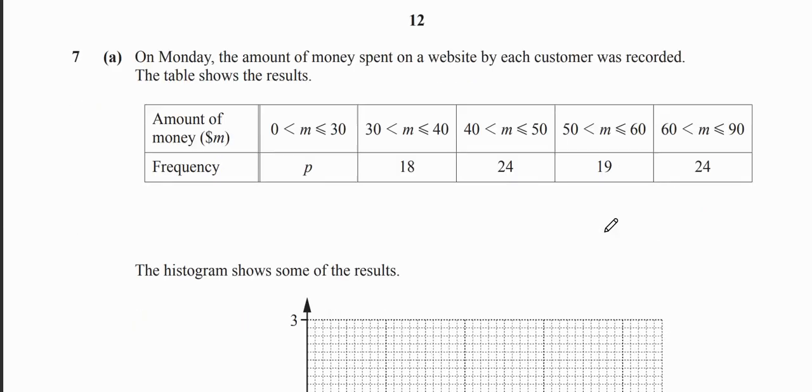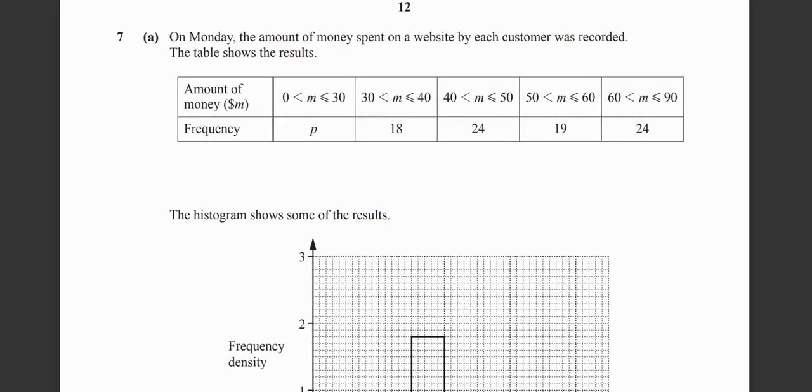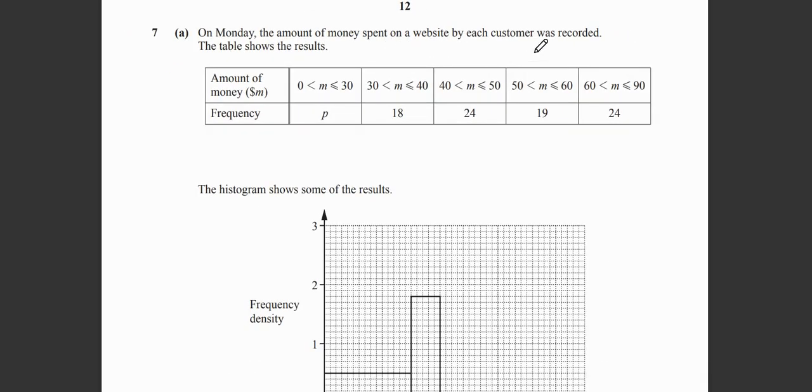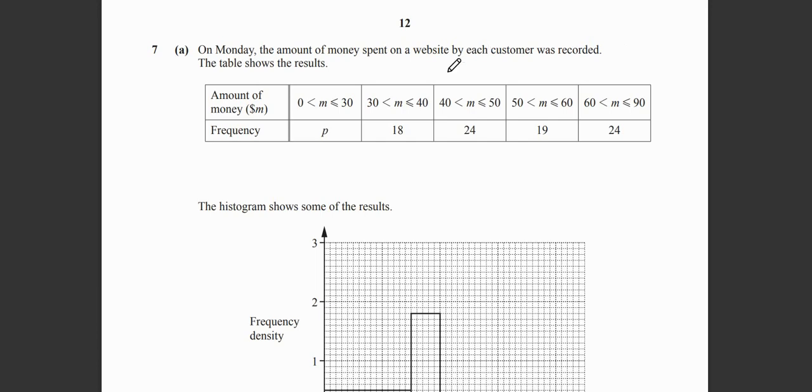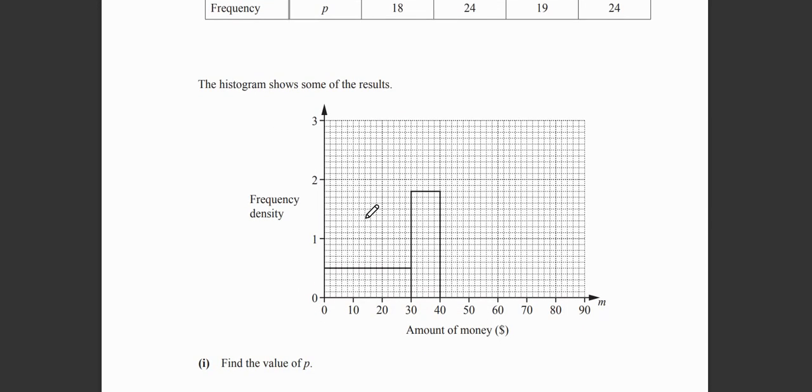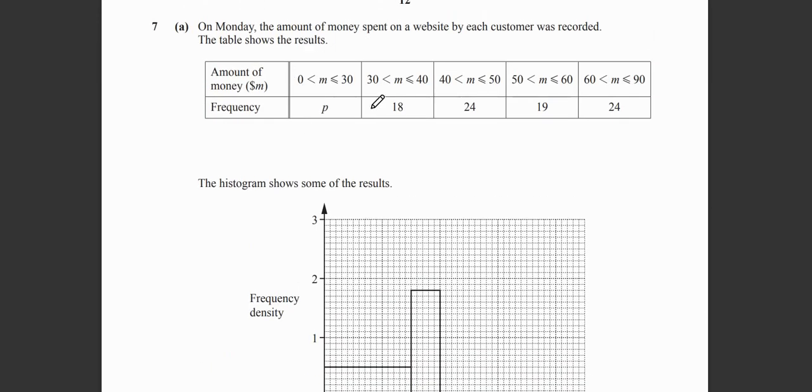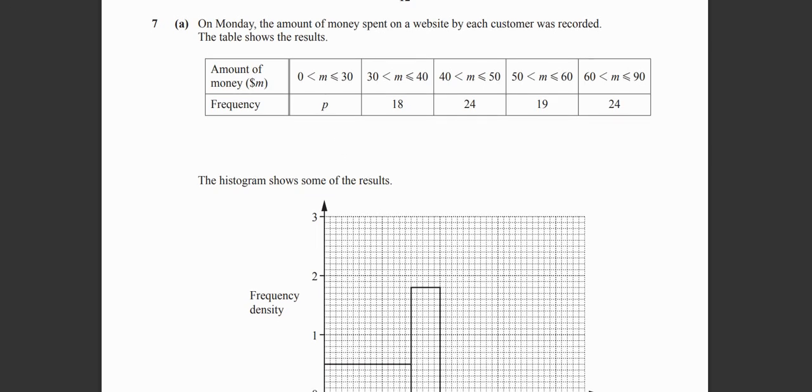Alright, next question number 7. It says on Monday the amount of money spent on the website by each customer was recorded. The histogram shows the result. Then the question says find the value of P. So first of all, you guys have to understand that this value is class width and this value is frequency.